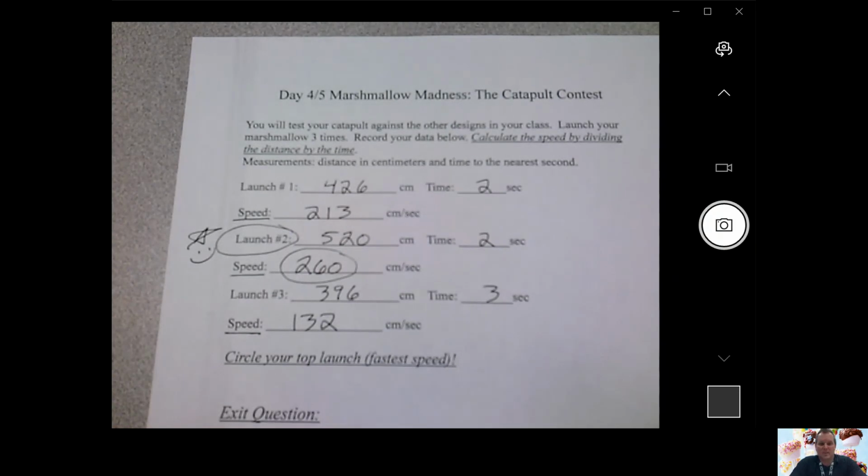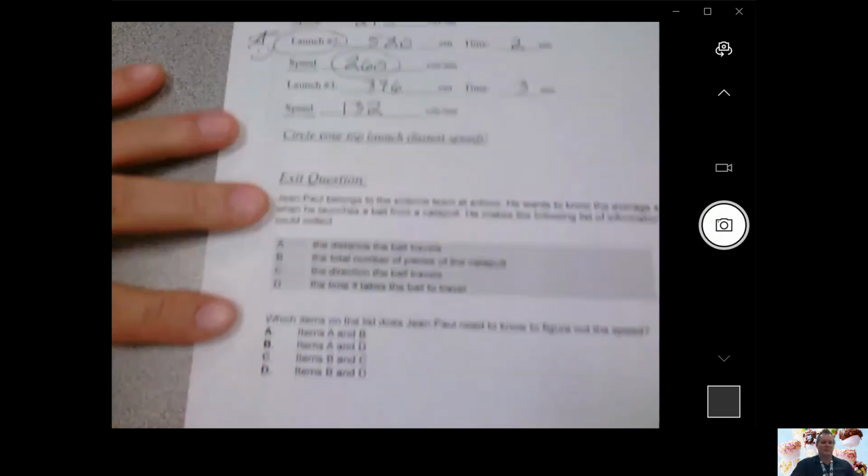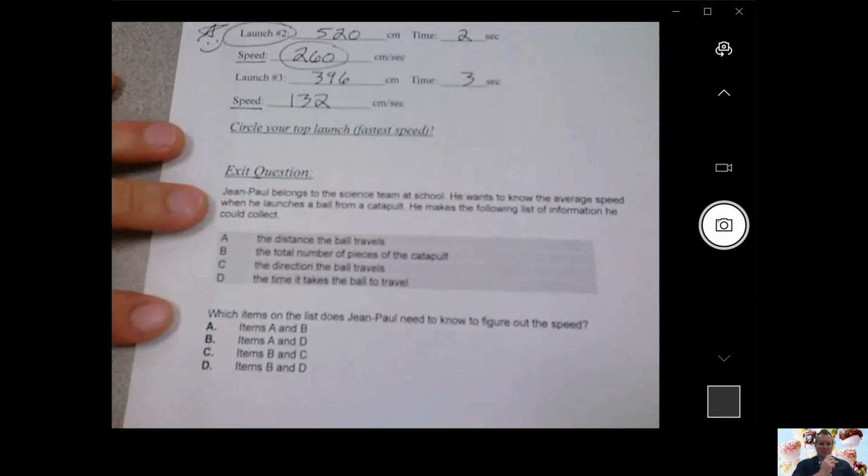Did anybody beat the speed of my marshmallow from my catapult? 260 centimeters a second. If you beat me, congratulations. You beat Mr. Height, your favorite scientist. I'll get you back though. Anyway, hopefully I had some fun with that. So cool, math and science together. Woohoo, who knew?